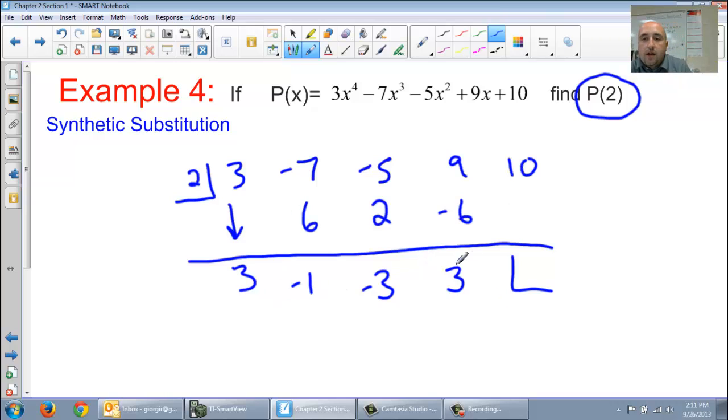And the last step is to multiply again. 3 times 2 is 6. 10 plus 6 is 16.